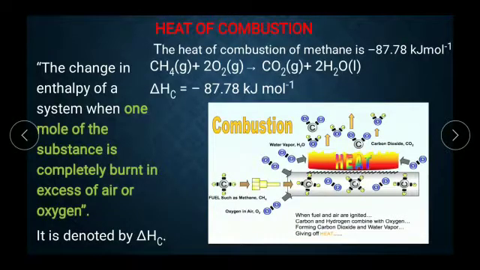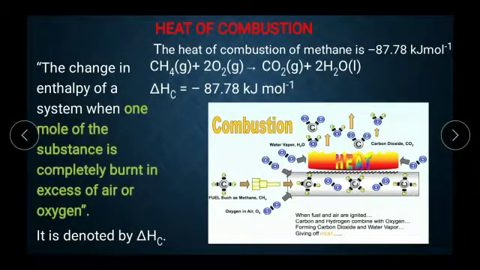Heat of combustion. What is heat of combustion? We already know what combustion is: any substance completely burning in excess of air or oxygen. Then what is heat of combustion? It is the change in enthalpy of a system when 1 mole of the substance is completely burned in excess of air or oxygen. It is denoted by ΔH_C, C for combustion. ΔH we already know is the enthalpy change during the combustion, so we denote it as ΔH_C.